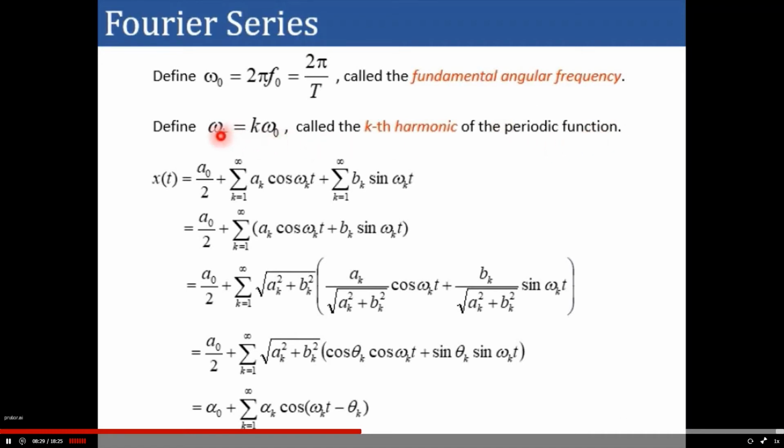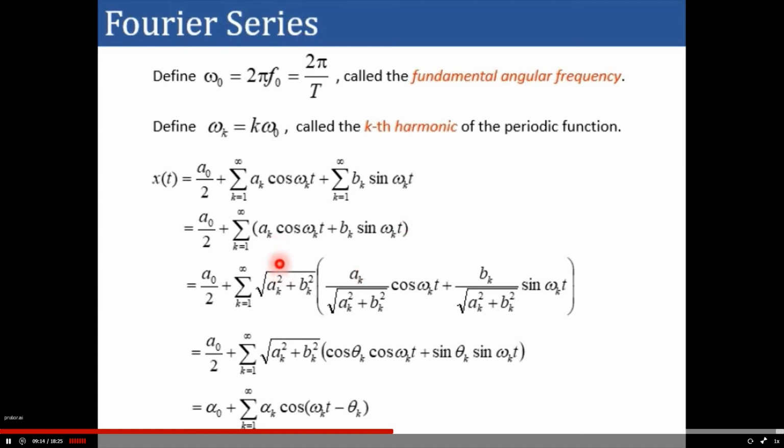So based on these variables which we have defined, we can write the Fourier series as x(t) is equal to a naught by 2 plus sigma k equal to 1 to infinity a_k cos omega k t plus sigma k equal to 1 to infinity b_k sin omega k t. Now we can apply some arithmetic to further simplify this. So what can we write? We can take the sigma out. We can write a naught by 2 plus sigma k equal to 1 to infinity a_k cos omega k t plus b_k sin omega k t.